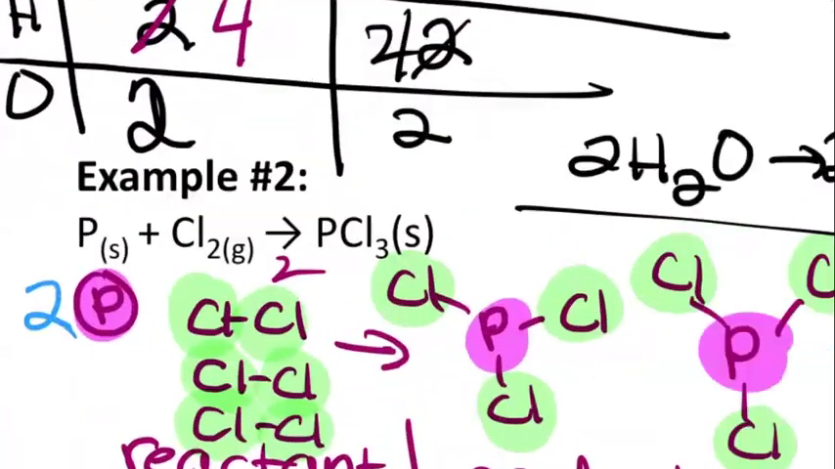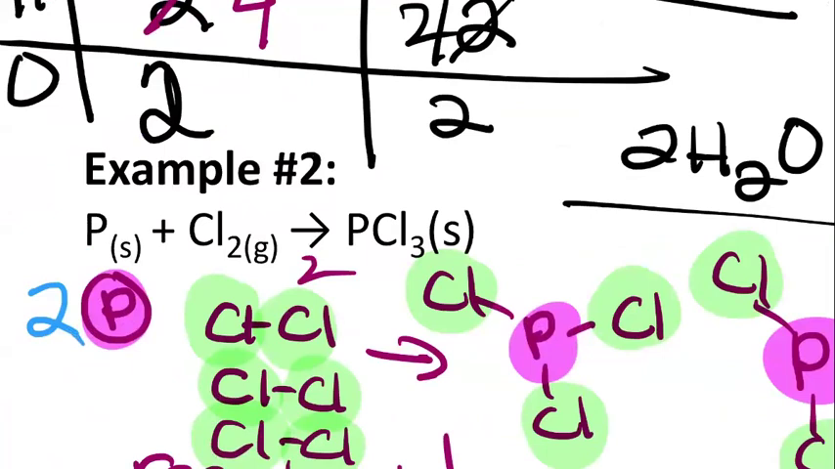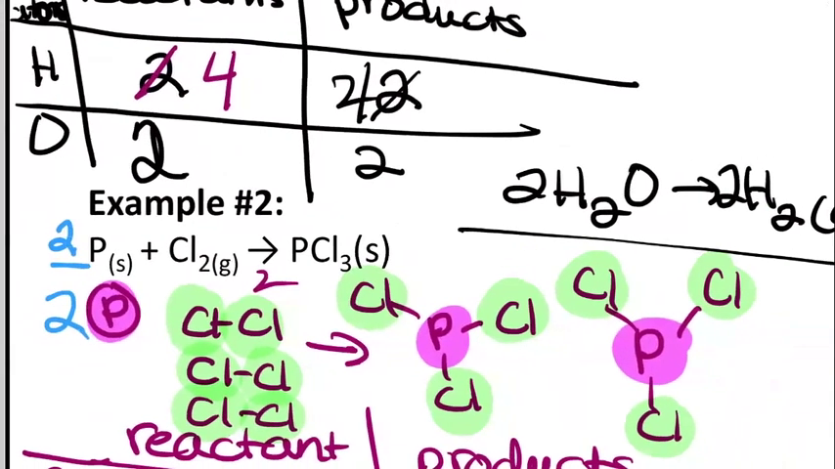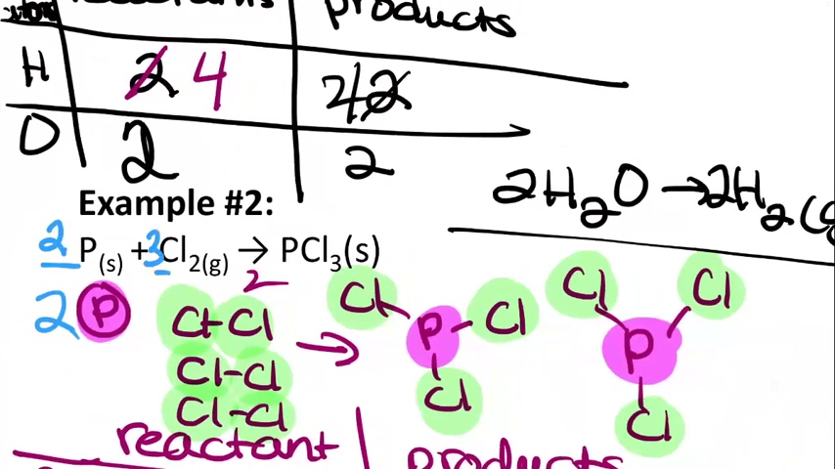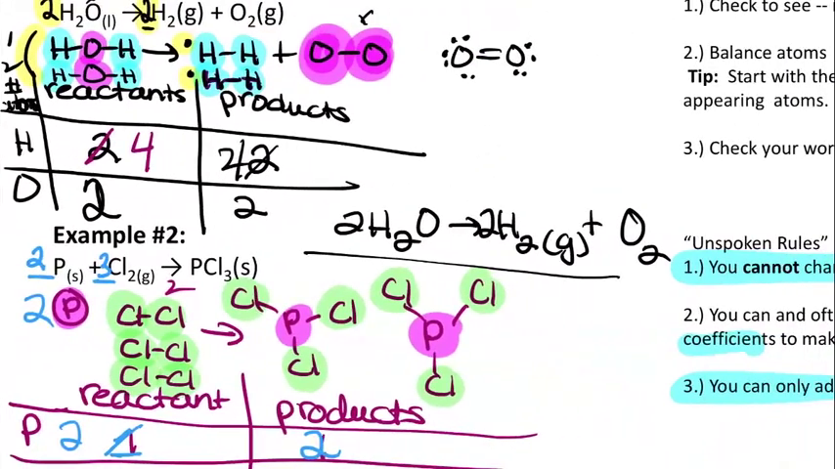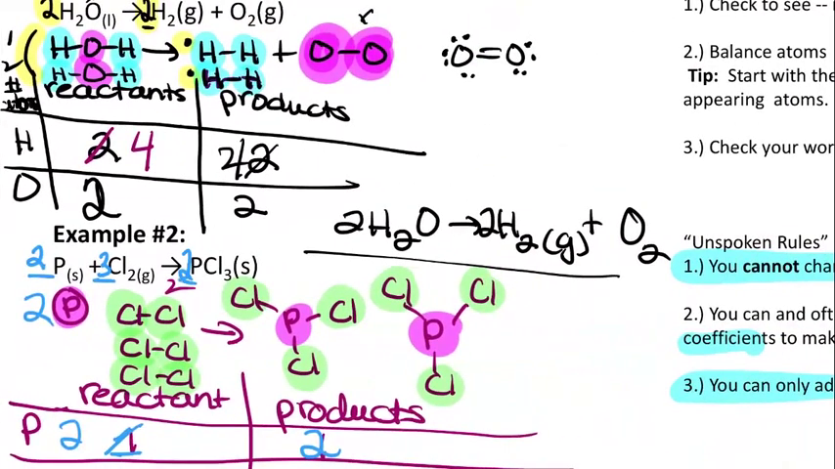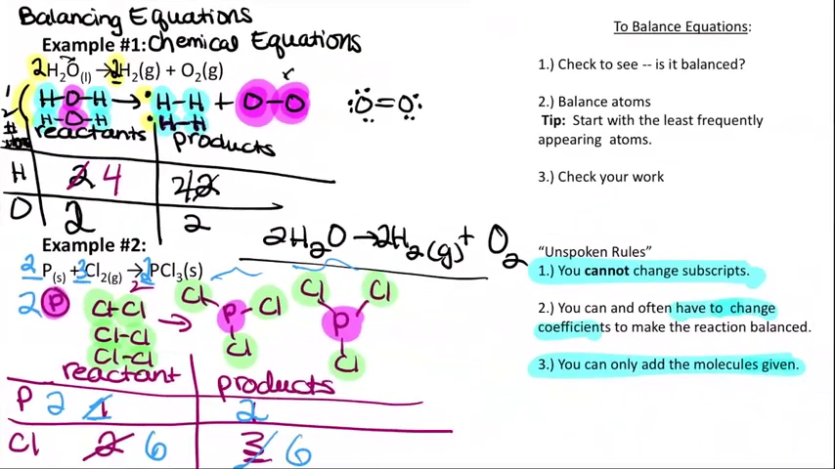What does that look like here? Well, I need 2 phosphoruses, 3 chlorines, and 2 PCl3s. That's 2 of these PCl3s. Okay, so let's do another one. And in the next one, I'm not going to draw out the image, but if you like the images, they really help you, do it.